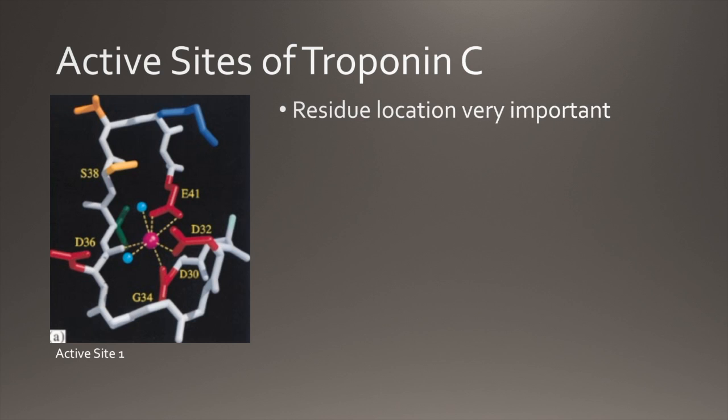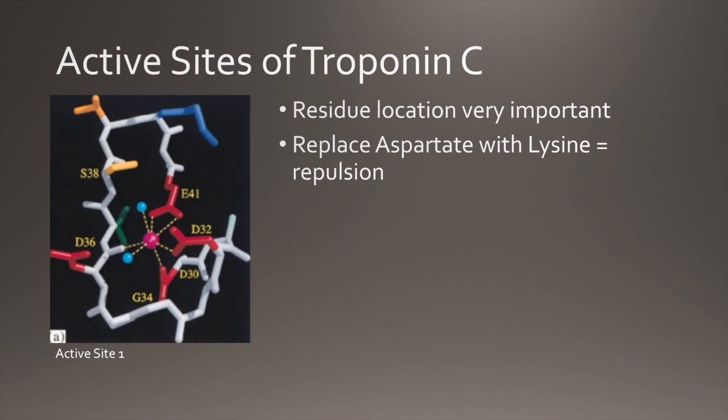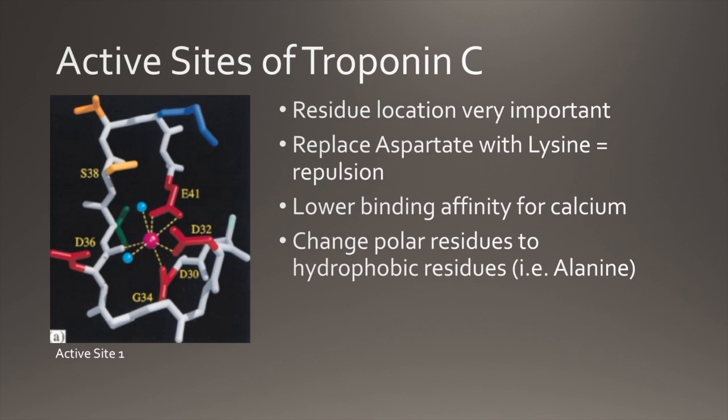For example, replacing aspartate with a positively charged amino acid such as lysine would cause repulsion, resulting in lower binding affinity of calcium due to similar charges. One other mutation could result from changing any large polar residues of the active sites to small hydrophobic residues like alanine. This could affect tertiary structure of the active site for calcium, inhibiting it from binding.